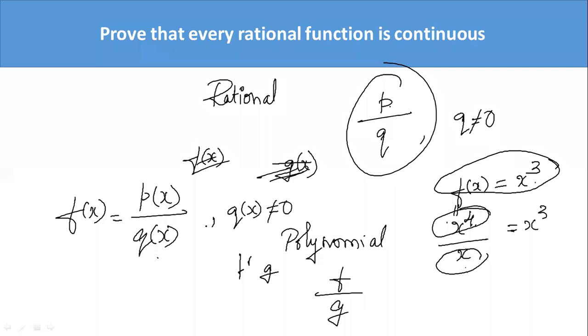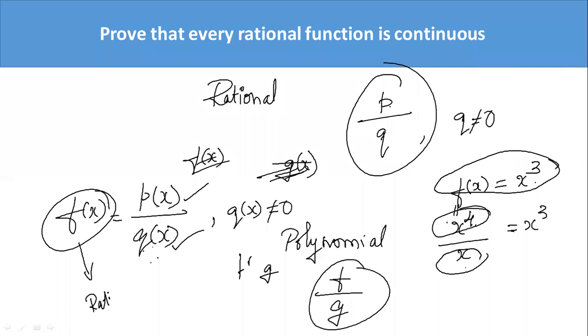So every rational function is also continuous, because rational functions can be written as p of x by q of x, where p of x is a polynomial function and q of x is also a polynomial function. You know that a polynomial function is continuous. So if you have a quotient, by the theorem we know that p by q is also continuous. p by q is nothing but f. So a rational function is continuous.